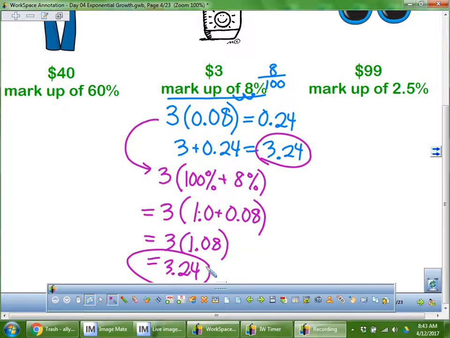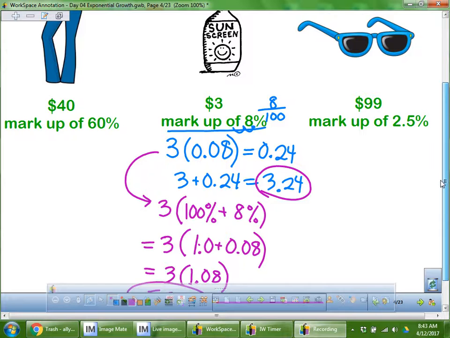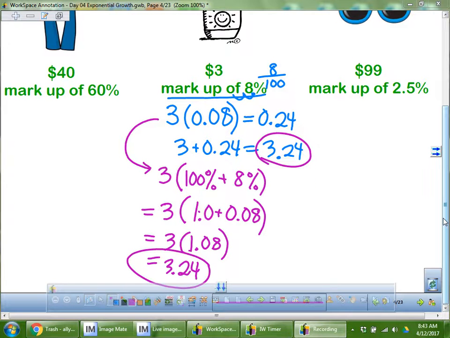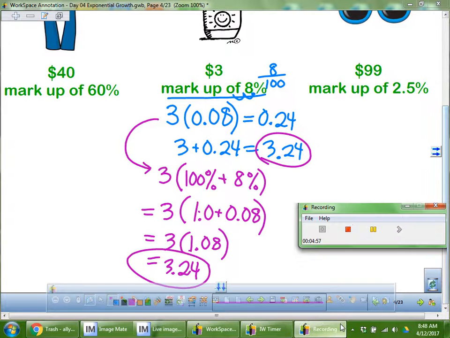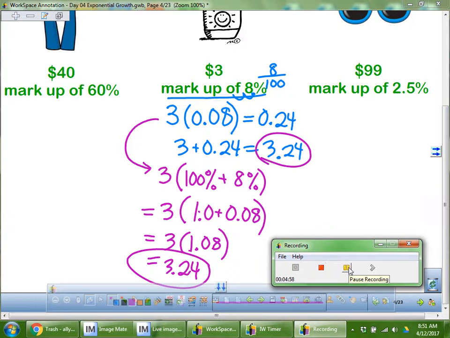Is that okay? Okay. I'm going to give you guys 3 minutes to figure out the markup for this pair of jeans and the markup for this really expensive pair of sunglasses. Okay, let's come back together.